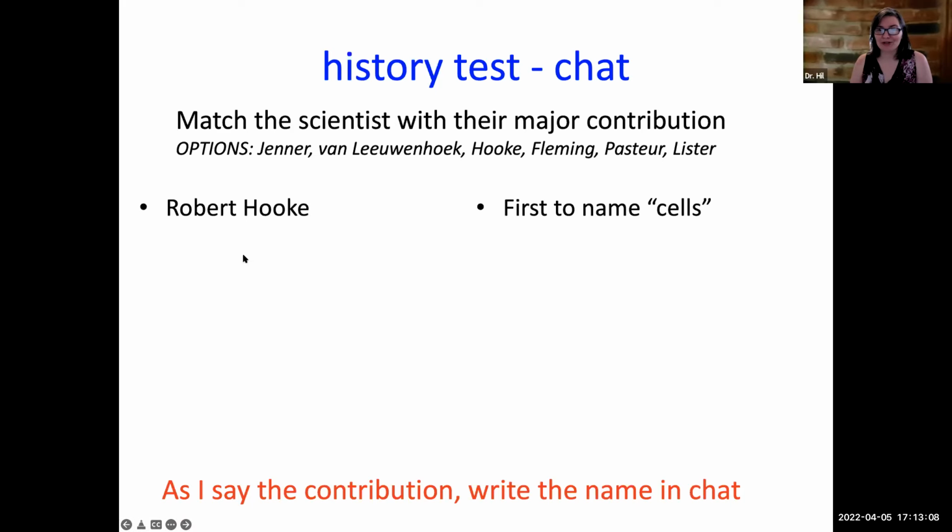Okay, Robert Hooke is the first to name cells. Who among these individuals is credited with pioneering the use of antiseptics?